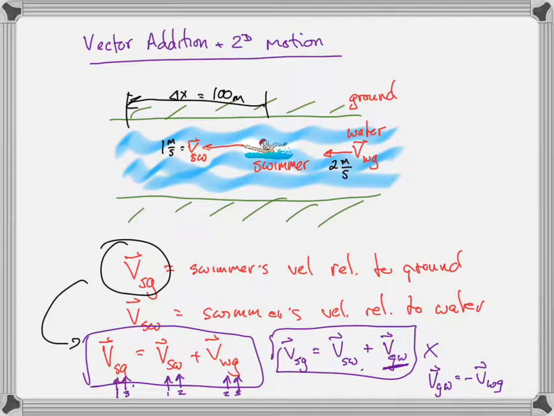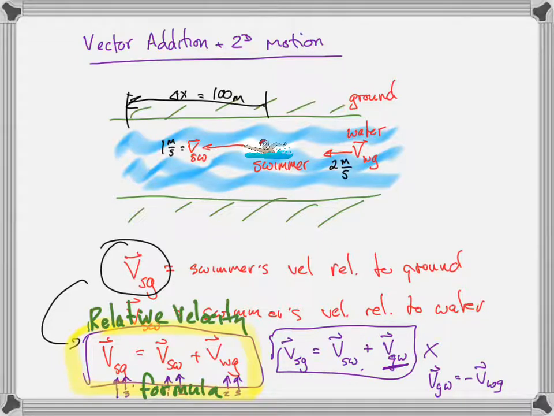Even though it's specific to this situation, it's a general equation for any three objects moving relative to each other. This is called the relative velocity formula. I don't want you to think of it as a formula you have to memorize, because you should be able to figure it out.